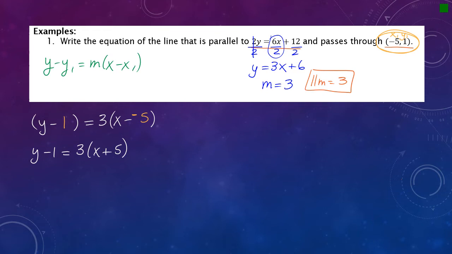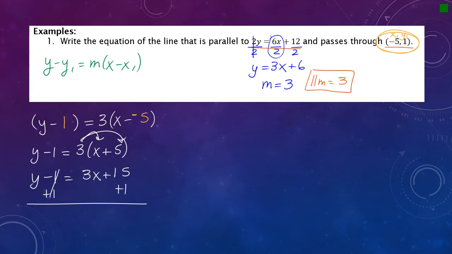All right, next I need to simplify. So I'm going to distribute this 3 to the x and the 5, and I have y minus 1 equals 3x plus 15. And then last but not least, I'm going to add 1 to both sides. So I have y equals 3x plus 16. So this is my final answer.